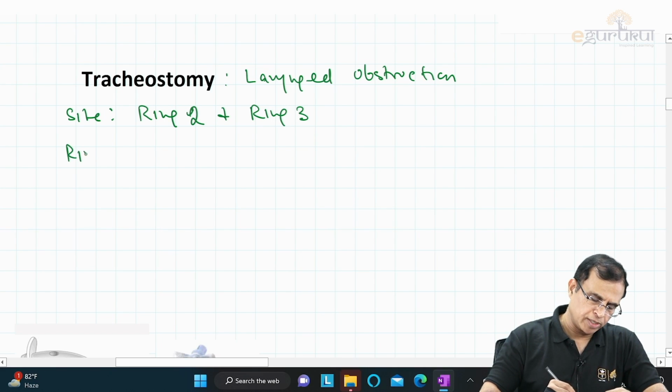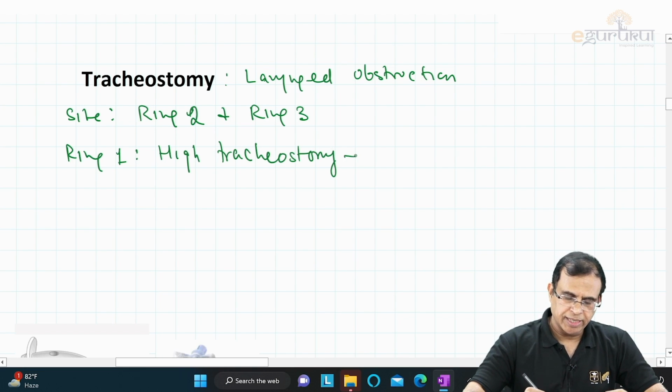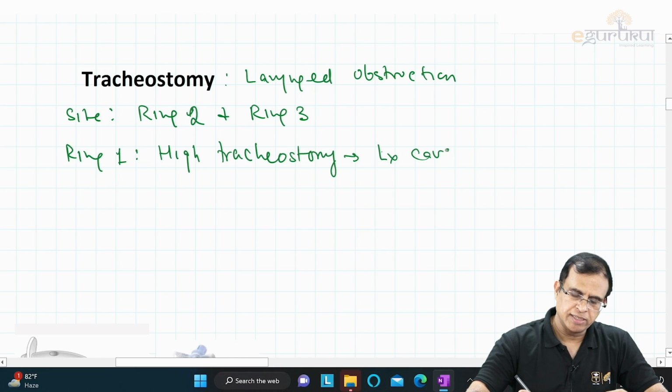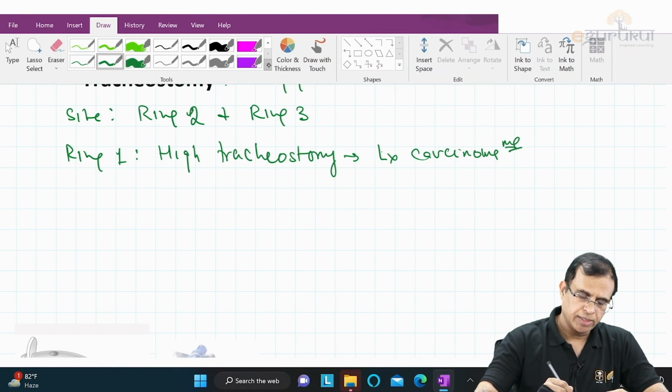If you do tracheostomy at ring 1, this is called high tracheostomy, because ring 1 is higher than ring 2, and this is only done for laryngeal carcinoma. And this is a very important MCQ: the only indication for high tracheostomy is laryngeal carcinoma.